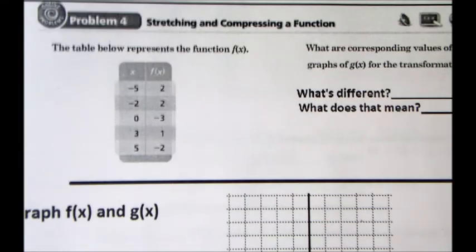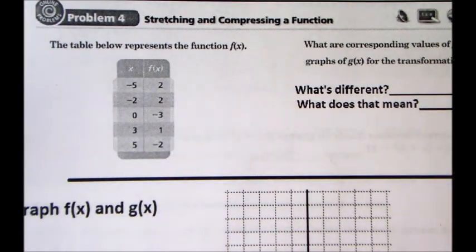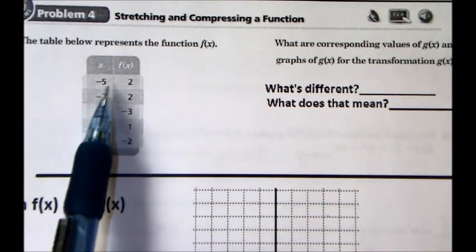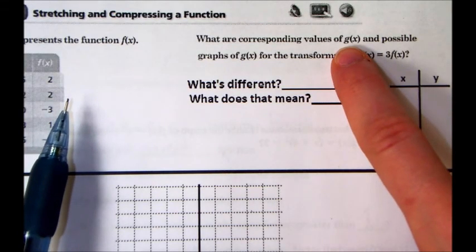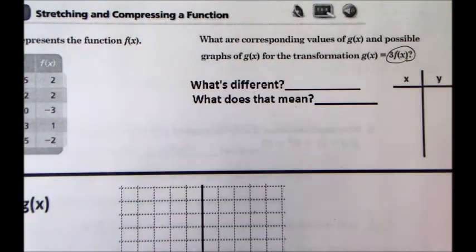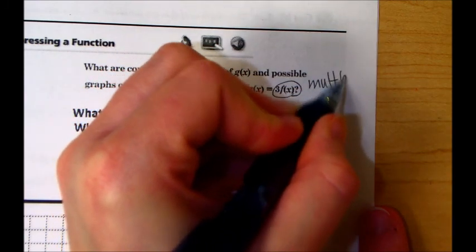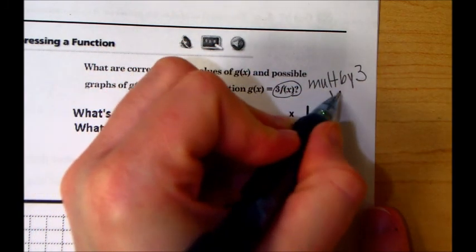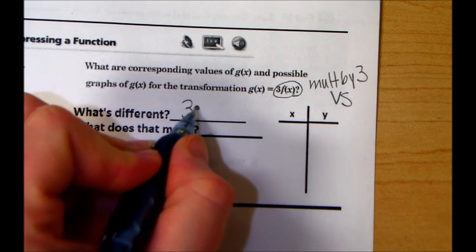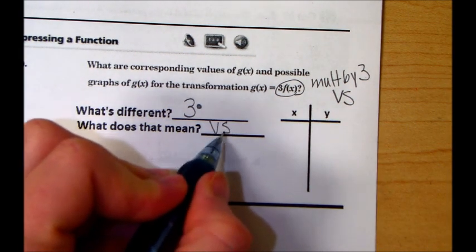Problem 4. This time they're not giving us an equation, they're just giving us a list of numbers. It's not necessarily a straight line, it might not be quadratic, it might not be any shape, it's just a whole bunch of points. So this is f of x. Now we have a new equation, g of x, and they want g of x to be 3 f of x. I hope you know that when we multiply by 3, that's a vertical stretch I told you at the beginning of the lesson. So what's different? The 3 times f of x. What does that mean? It's a vertical stretch.